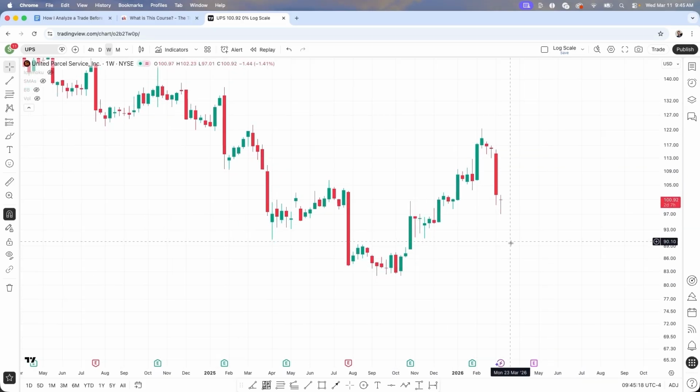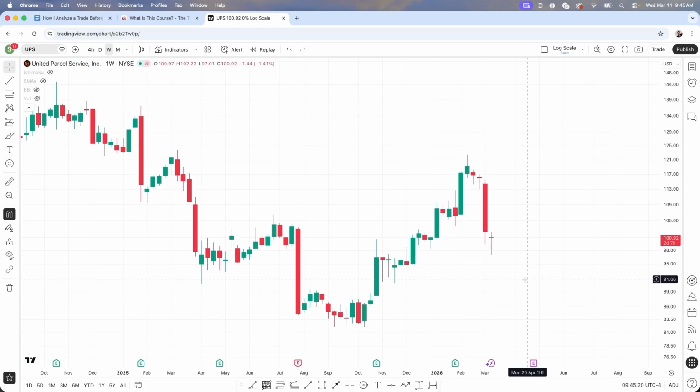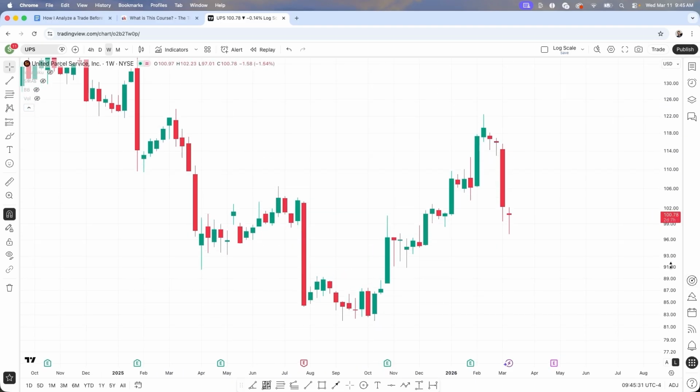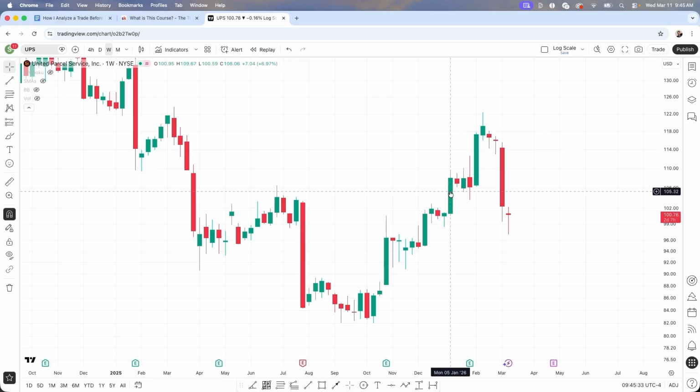One thing you could notice is that we mentioned a change of character. This market structure has been bearish. Obviously, we never want to buy stocks that have this market structure. But right here with this candle in January, what we have is what's called a change of character.